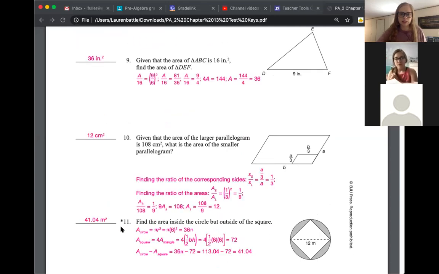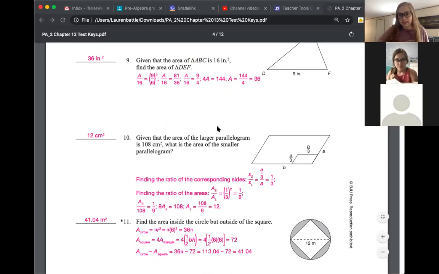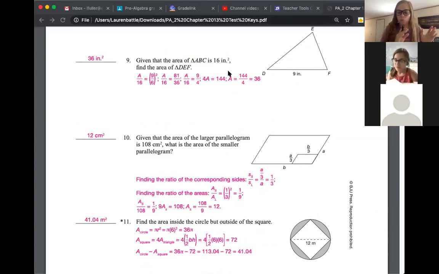Okay. And then number 10. In the area, we talk about areas are similar with polygons, not just triangles similarity. We can have parallelogram similarity as well too. So if the area of the larger parallelogram is given, what would the area of this little parallelogram be? All right, this one is a little bit tricky. So the ratio of the corresponding sides.